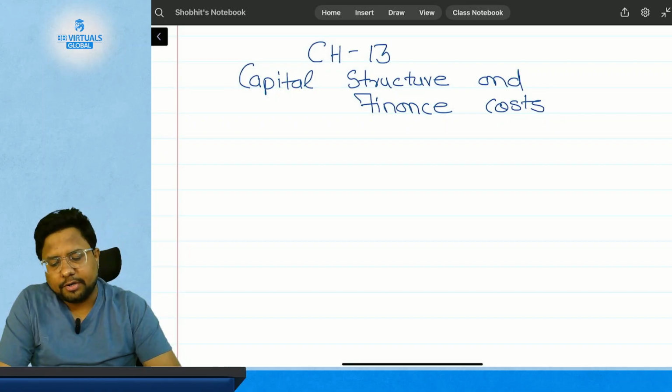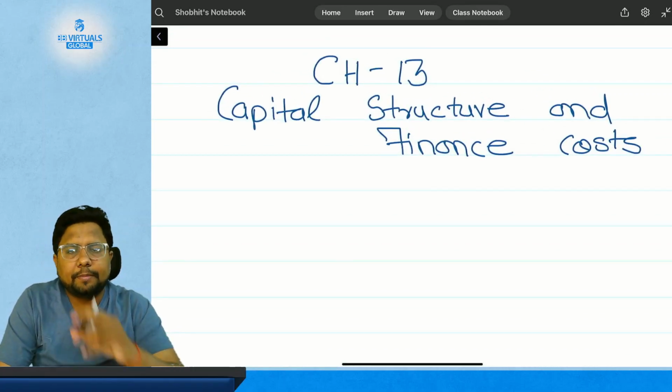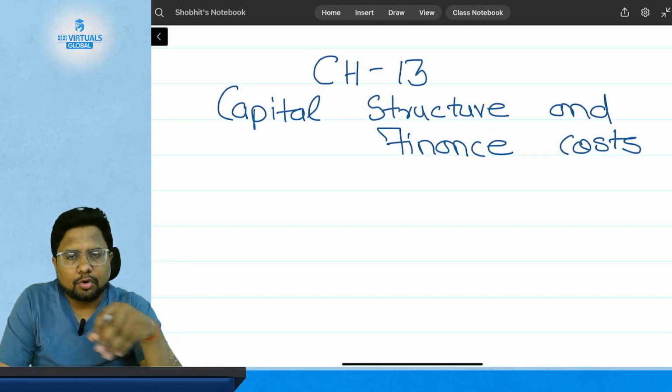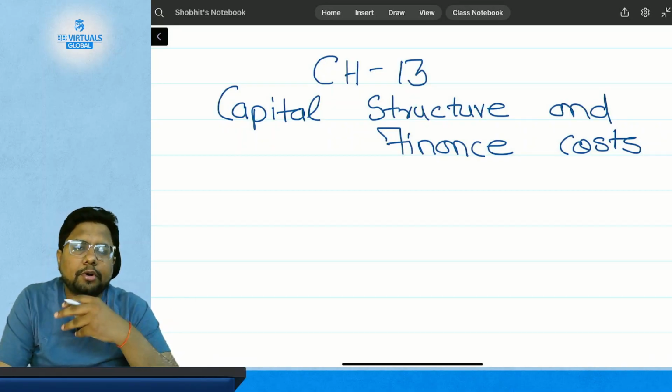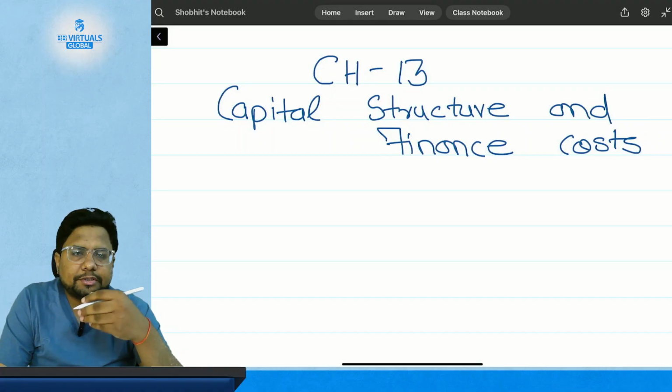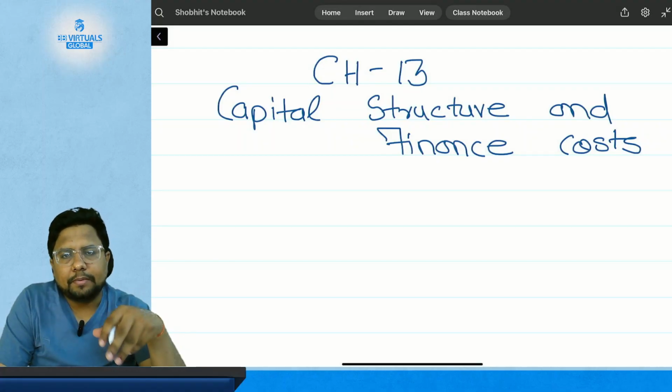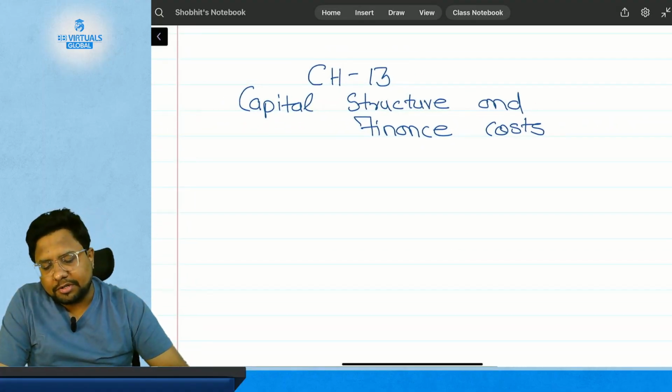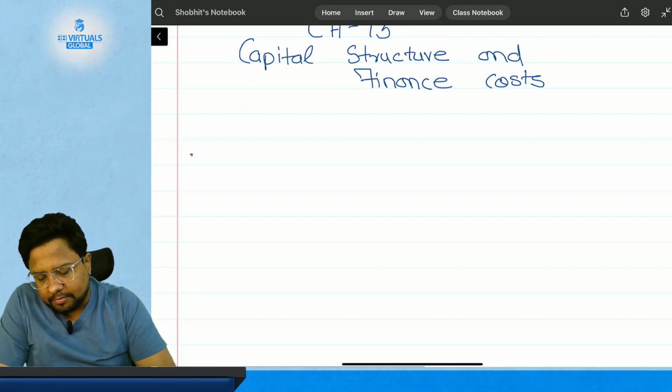Today we need to start a new chapter, which is chapter number 13, Capital Structures and Financial Cost. In this chapter we need to understand what the capital structures are, how they are financed, and what accounting adjustments we need to do for different types of capital structures. So let's start with the topic of capital structure.